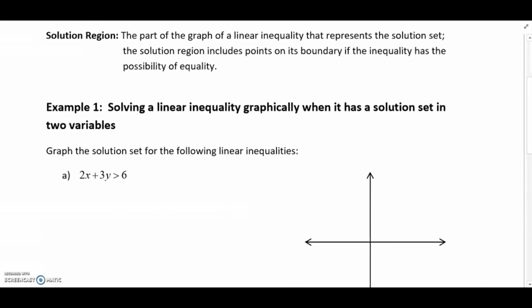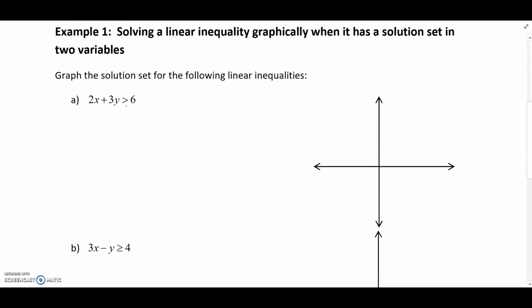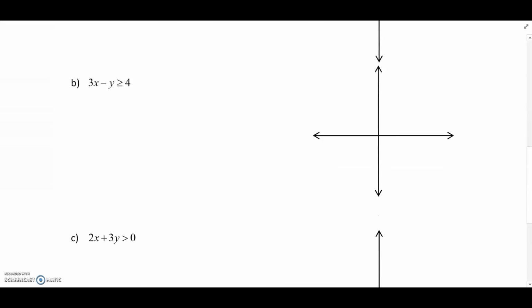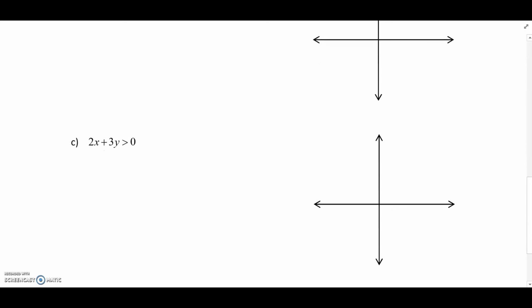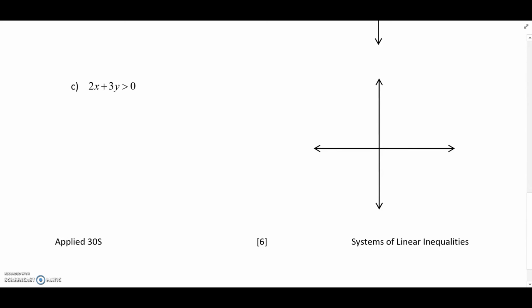And here's what I was telling you about the solution region. The part of the graph of a linear inequality that represents the solution set. The solution region includes points on its boundary if the inequality has possibility of equality. So why don't we try A here, because this is quite similar to the example we just did. You guys can try A and B, and why don't I do C here?